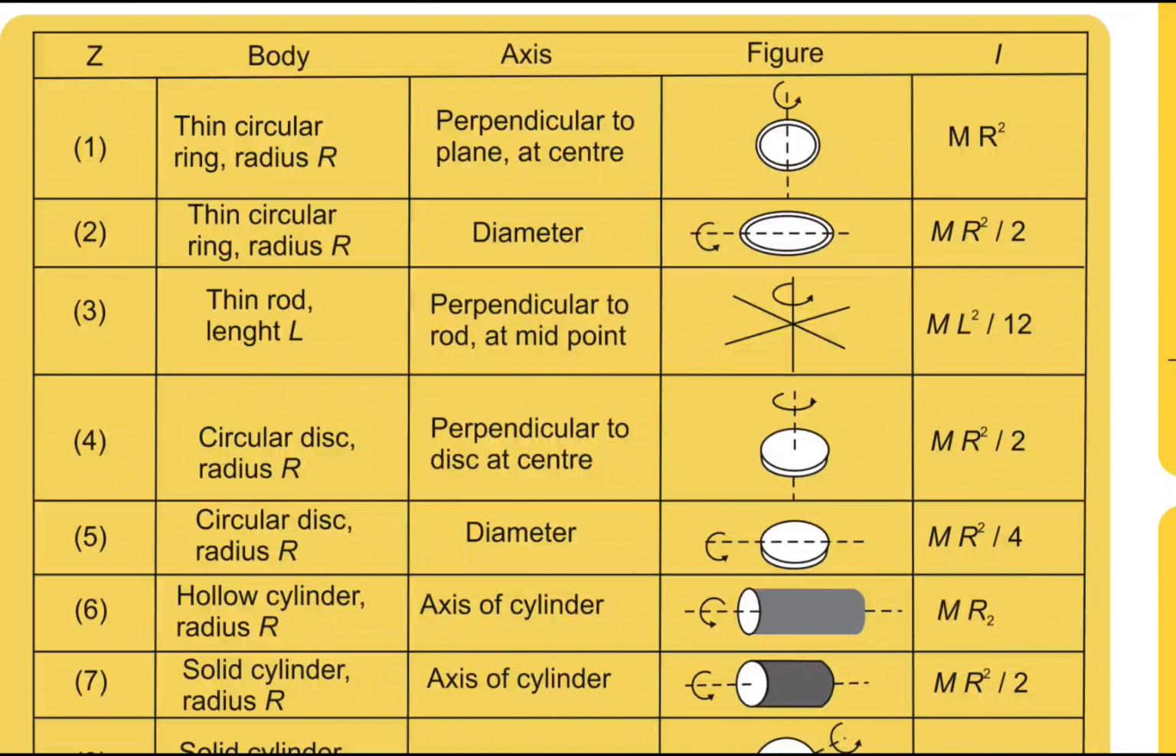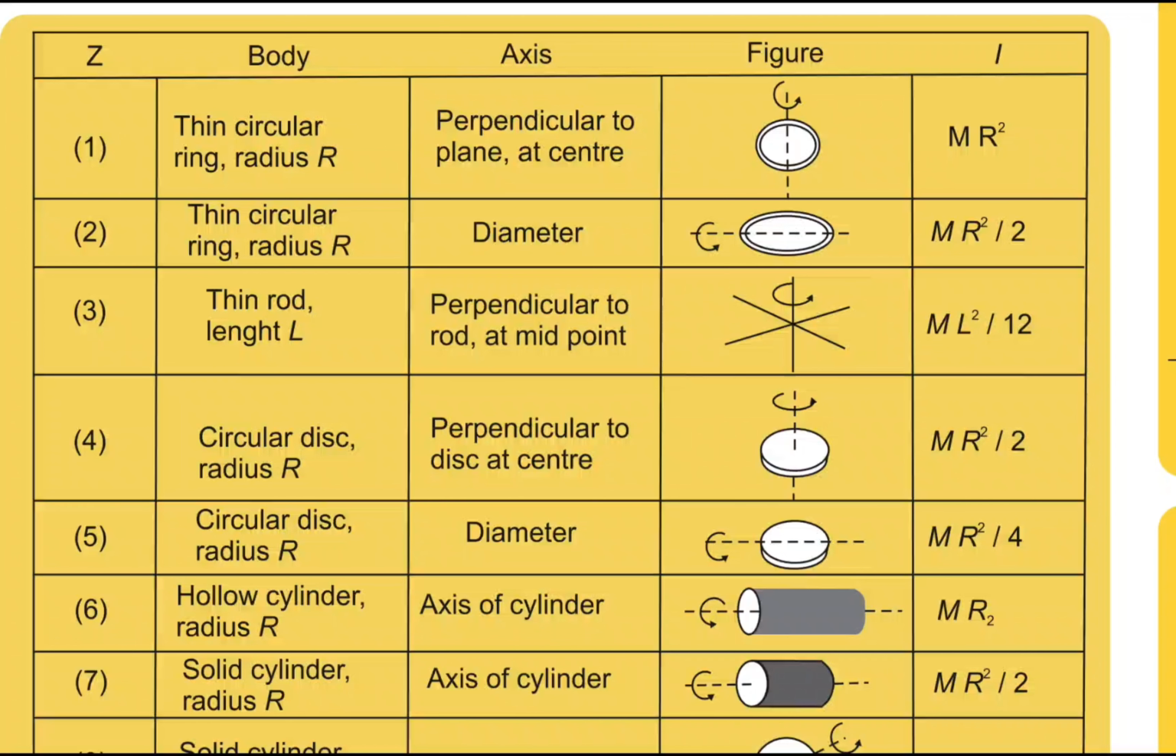Body, axis, figure, I. Thin circular ring of radius r, perpendicular to the plane at center: mr square. Thin circular ring of radius r, about a diameter: mr square by 2. Thin rod of length L, perpendicular to the rod at midpoint: ml square by 12. Circular disc of radius r, perpendicular to the disc at center: mr square by 2. Circular disc of radius r, about a diameter: mr square by 4.